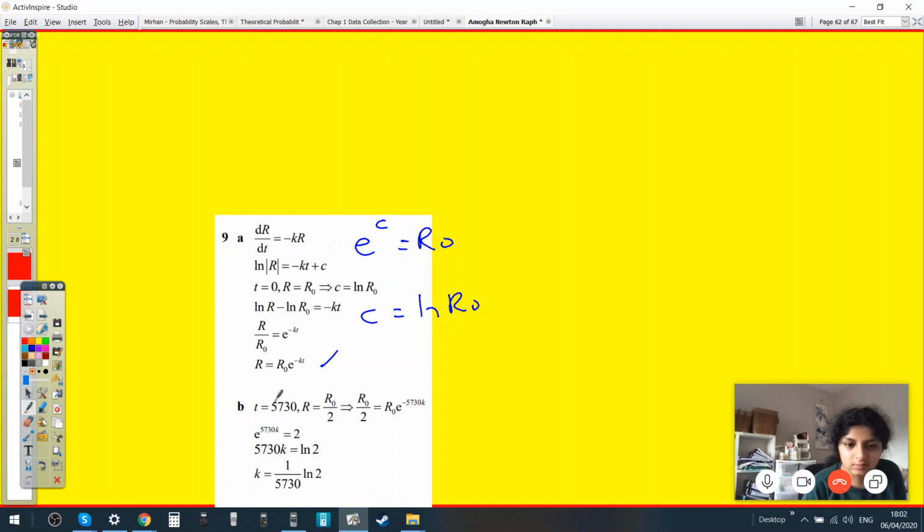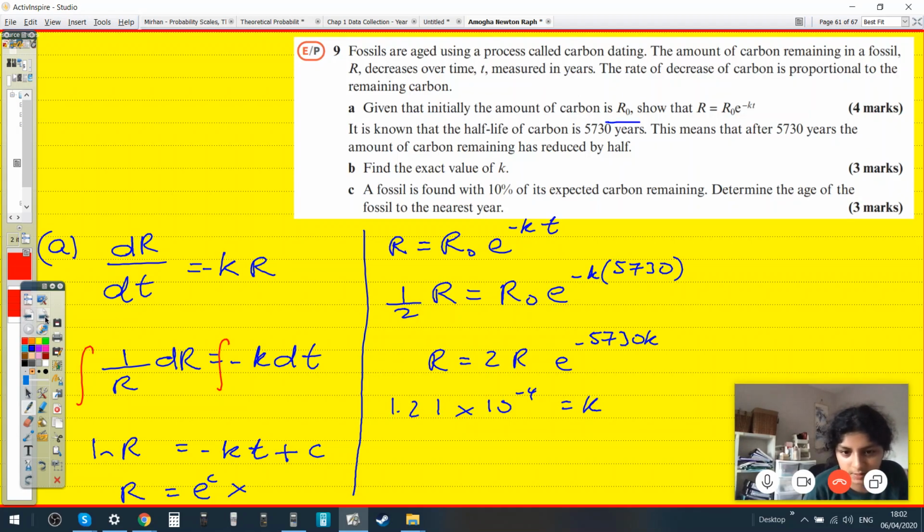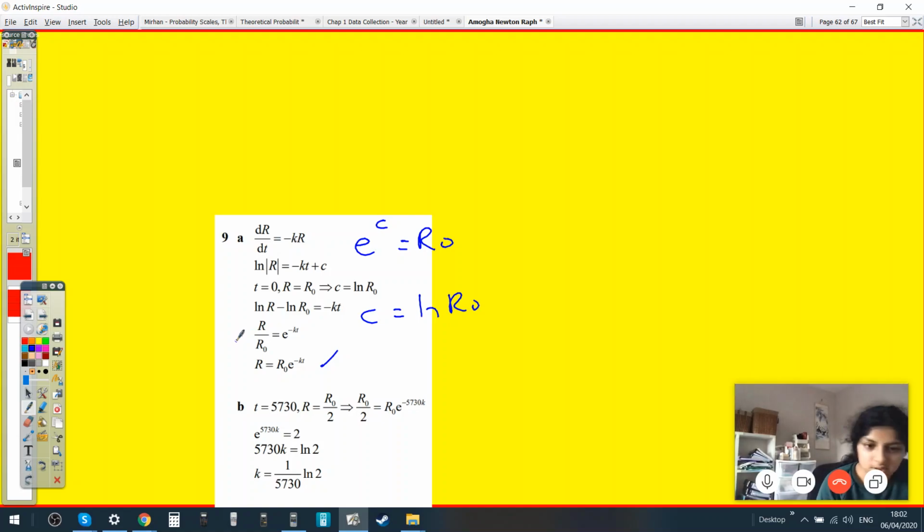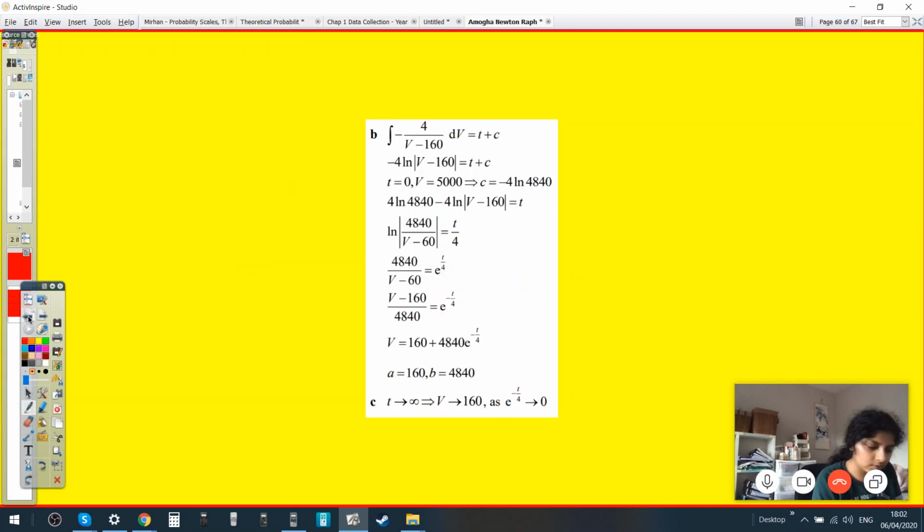Part B, they just subbed in 5730 for t. Yeah, I did that too, but I got half equals e to the minus 5,730. I got ln half instead of ln 2. Probably did something wrong. I think you just have it the other way. It's meant to be r0 over 2 is equal to, yeah. But that's what I did. I did r equals 2r. I don't know why I solved it wrong.